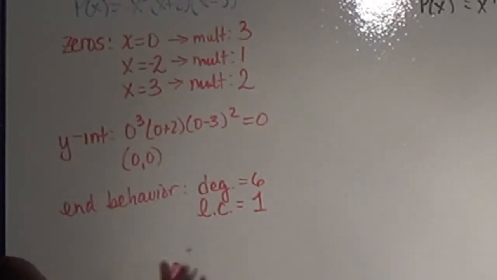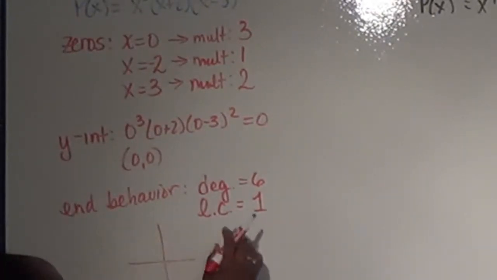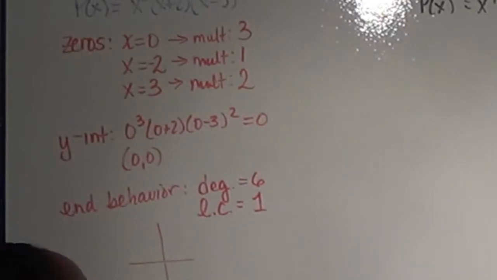So if I'm looking at my end behavior, degree is even, leading coefficient is positive, which means my ends are both going to positive infinity. Okay? So now I'm going to put all this information together and get a picture of the graph.